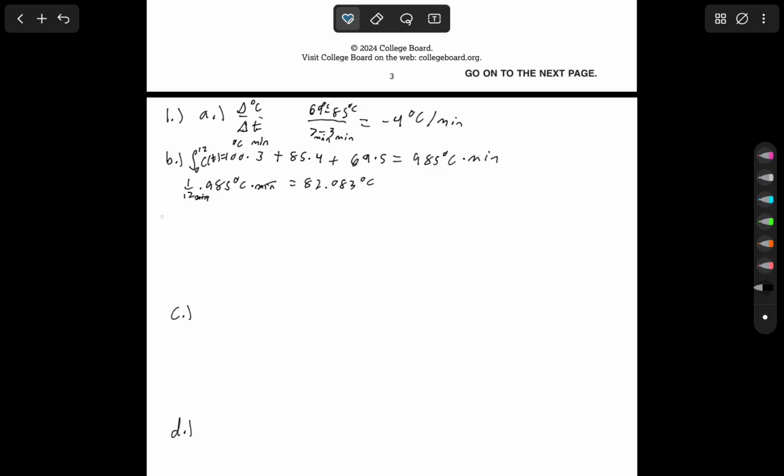So we get 1/12 times the integral from 0 to 12 of f, or in this case, C of t dt, or 82.083 degrees Celsius, is the average temperature of the cup of coffee.